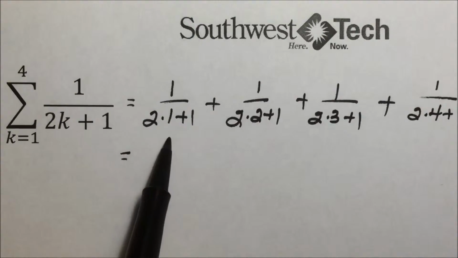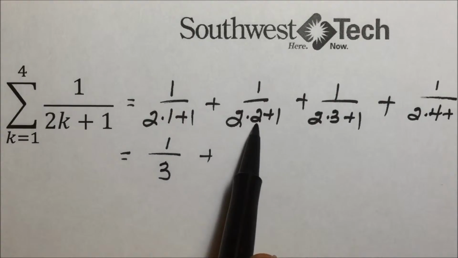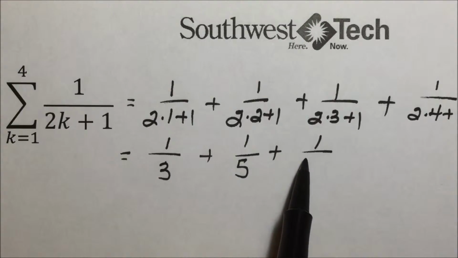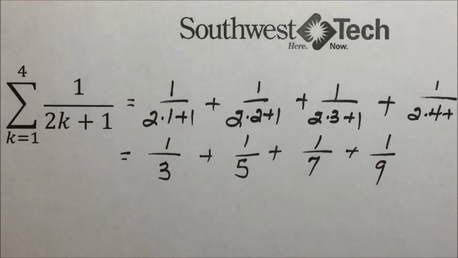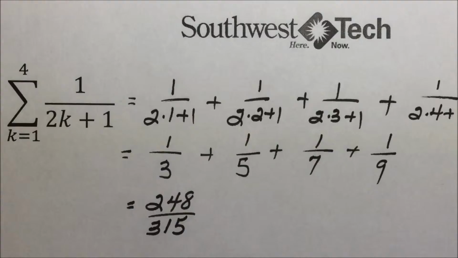So this is shorthand for the sum. Actually multiply first: 2 plus 1 is 3. 4 plus 1 is 5. 6 plus 1 is 7. 8 plus 1, we will have a 9 in the denominator. To simplify this, we would add these fractions together, getting a common denominator and so on, or using your calculator. Fraction-wise, it's 248 over 315, or about 0.74 approximately as a decimal value.